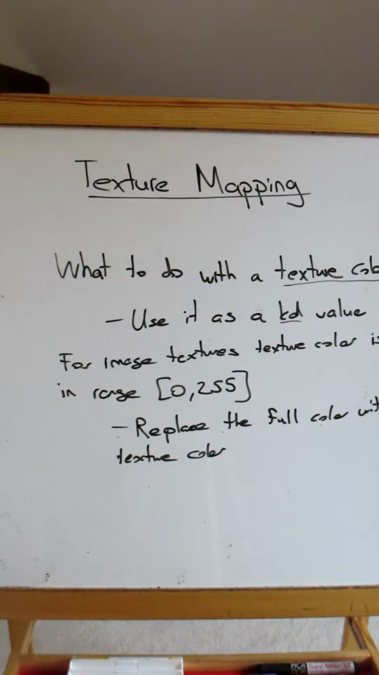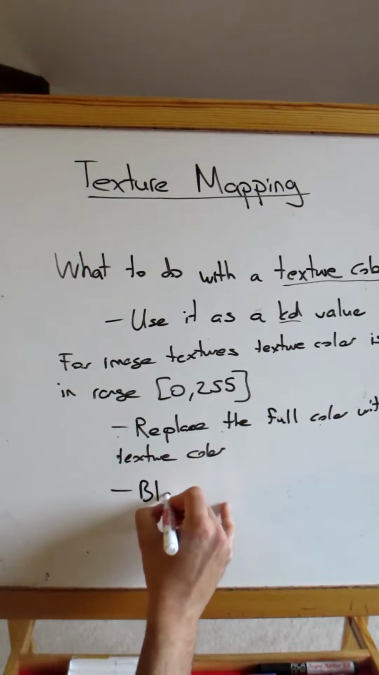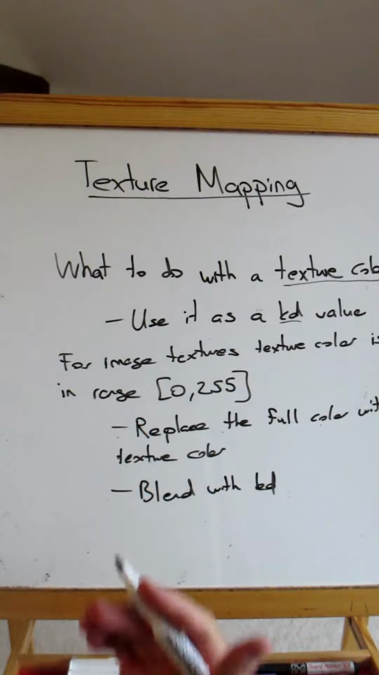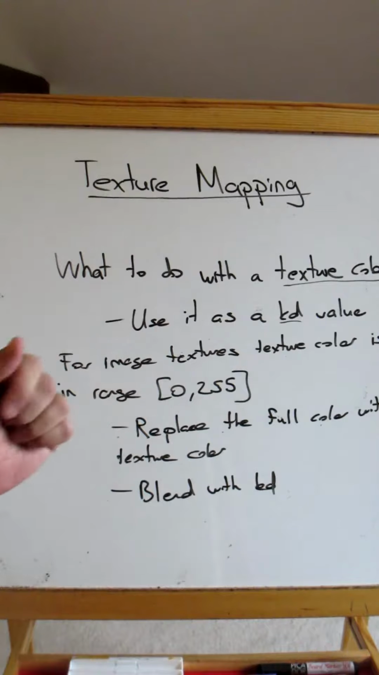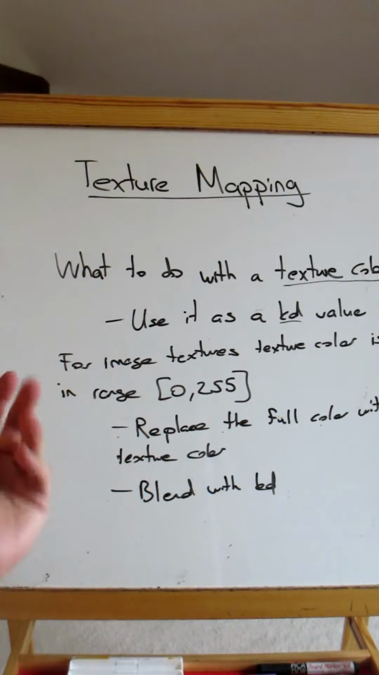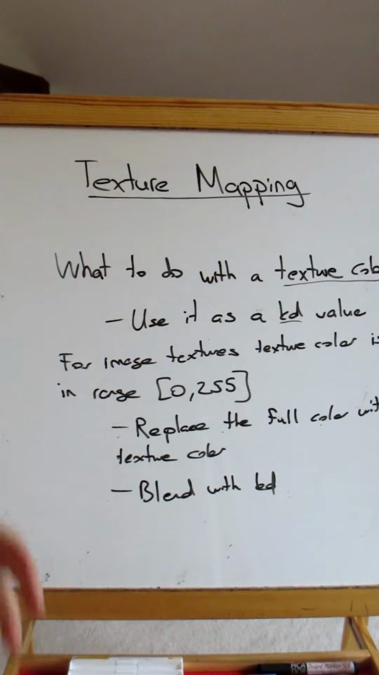Now, another possibility is to blend with KD. So you can get the KD value from the texture, normalize it, and then get the KD value coming from the material, and you can blend them. By what amount? It depends, right? You can blend it by 50% material KD, 50% texture color, or you can use different factors. So regardless of where the texture color comes from, whether it is Perlin noise or an image texture, there are many different options.